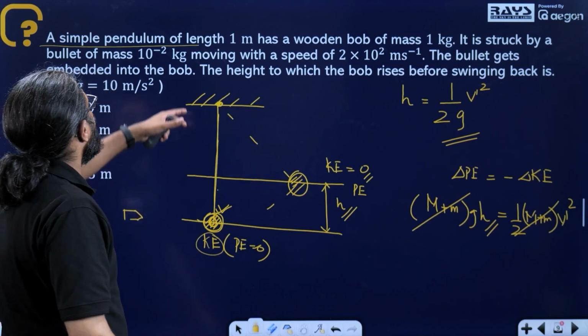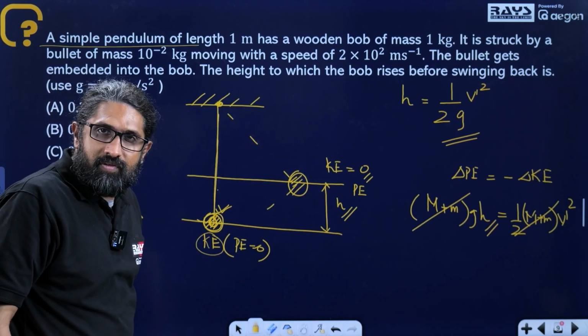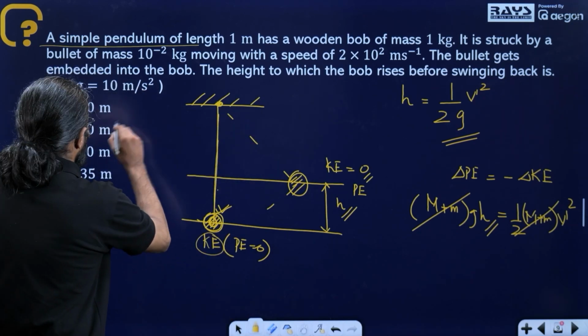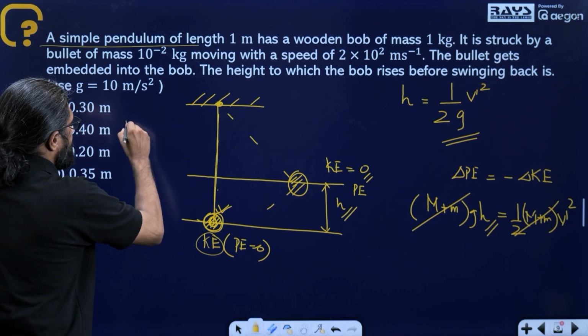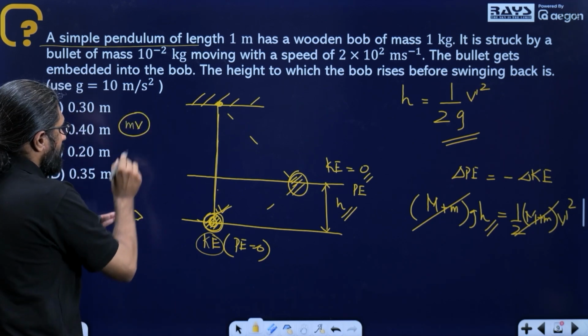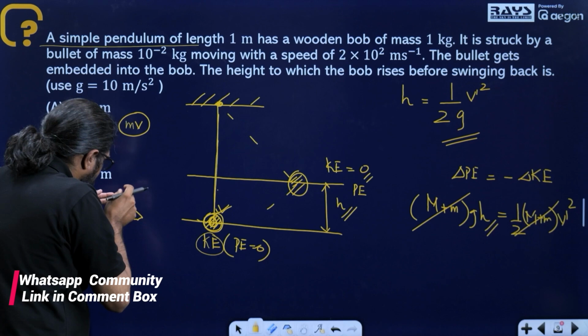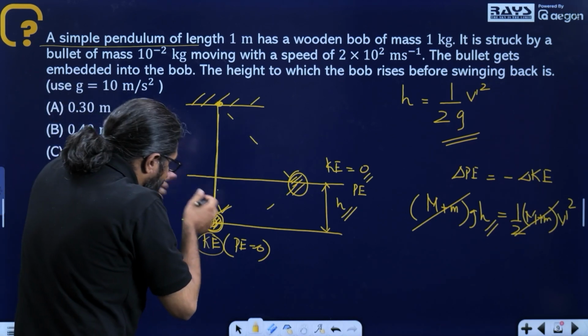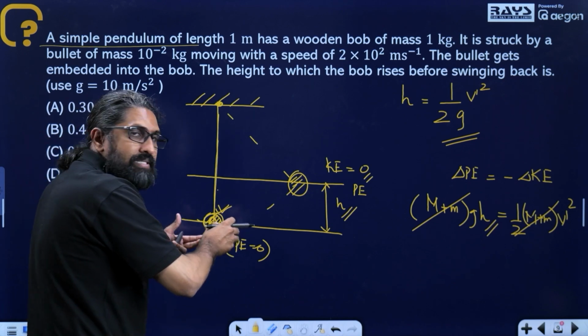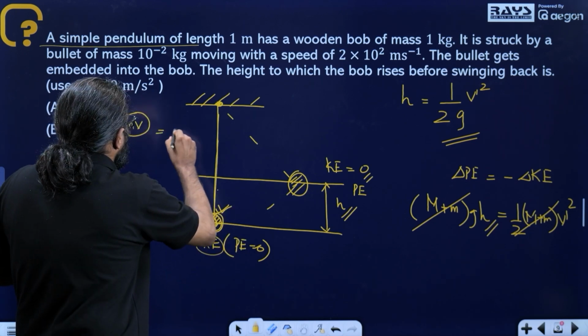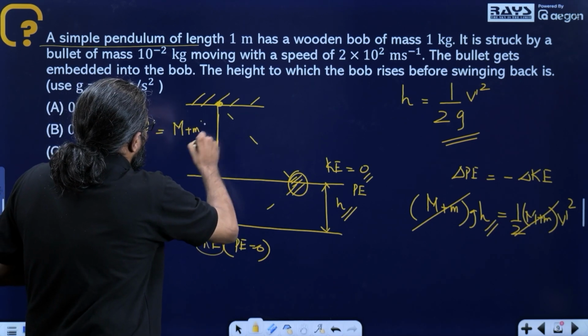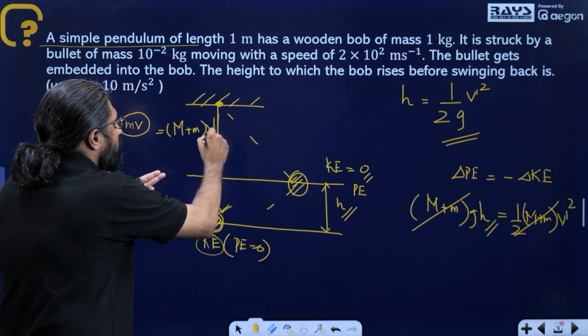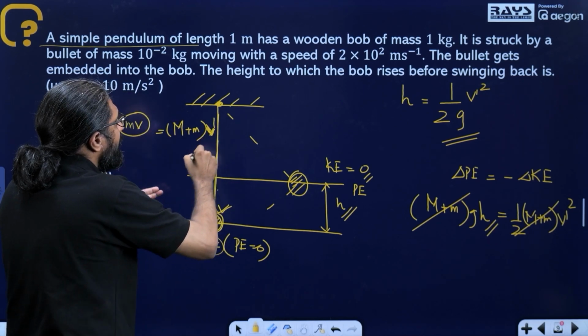v dash, you just need to use linear momentum conservation. Think about it, initially the momentum of the system was m into v. The mass of the bullet is small m, velocity of the bullet is small v. That momentum is what the system had initially. After impact the system acquires a momentum of m plus m into v dash. Look, after the collision, it is a perfectly inelastic collision.